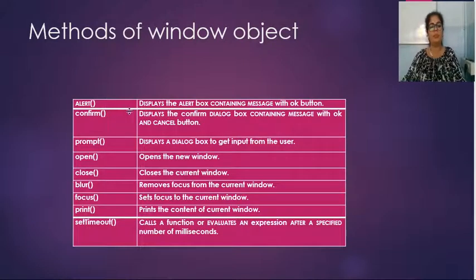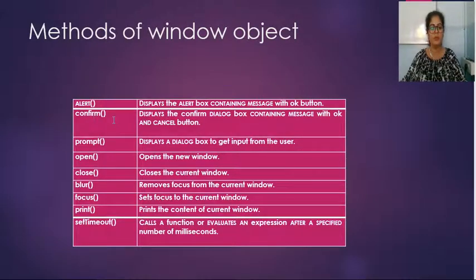For example, the first method is alert. It displays the alert box containing a message with OK button. I hope all of you have used alert box in the 11th standard. I have told many of the students how to use alert box. Alert box displays a message with OK button. So alert is used to create alert box.